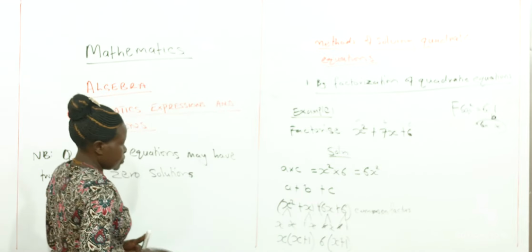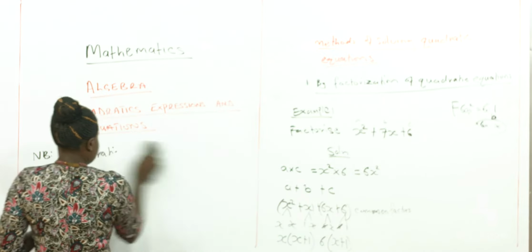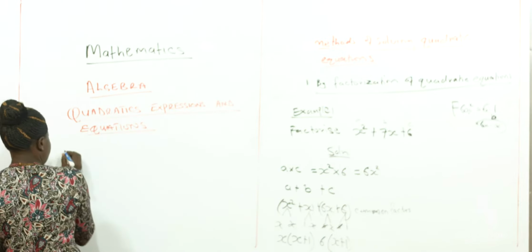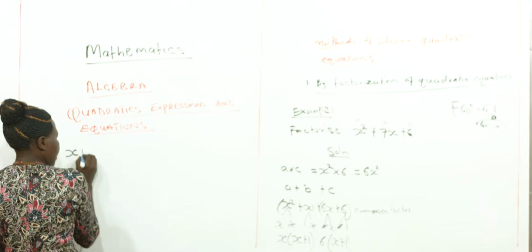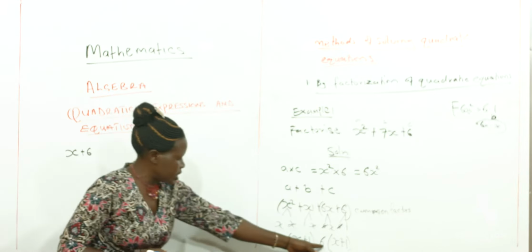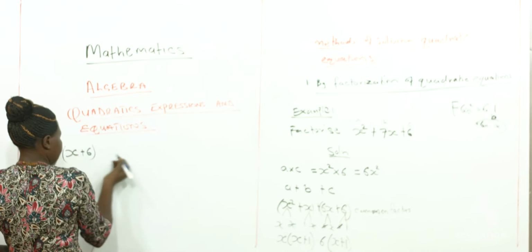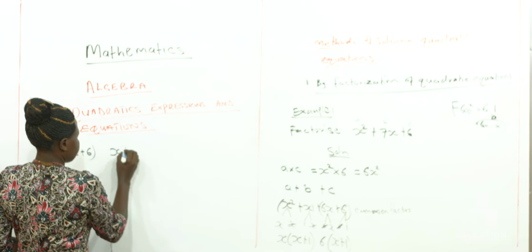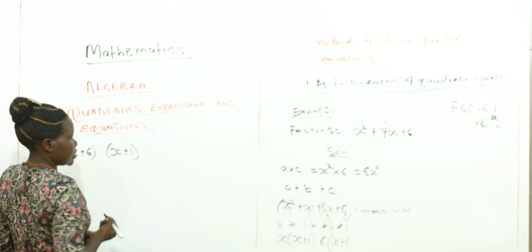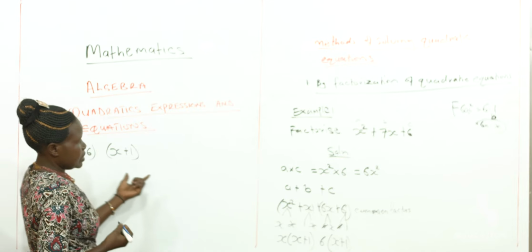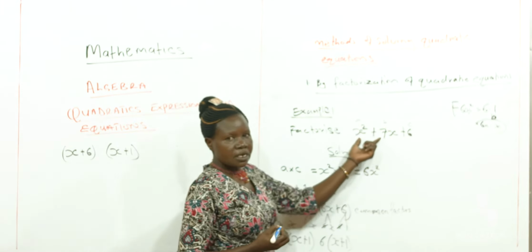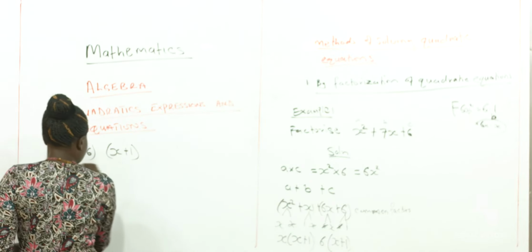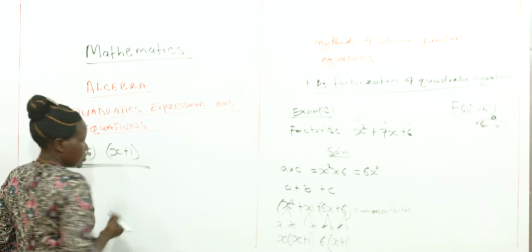And then you will be able to express your factors as: you collect the ones outside, x and plus 6, because the 6 here is positive. Then put them in brackets, and then we have x plus 1. So that is what you have been asked. They have just said factorize. So if you are to factorize, then you remain here. This is your answer.